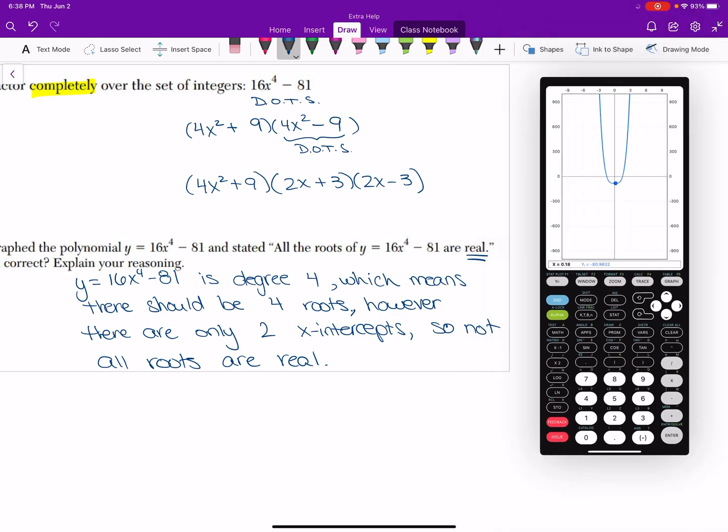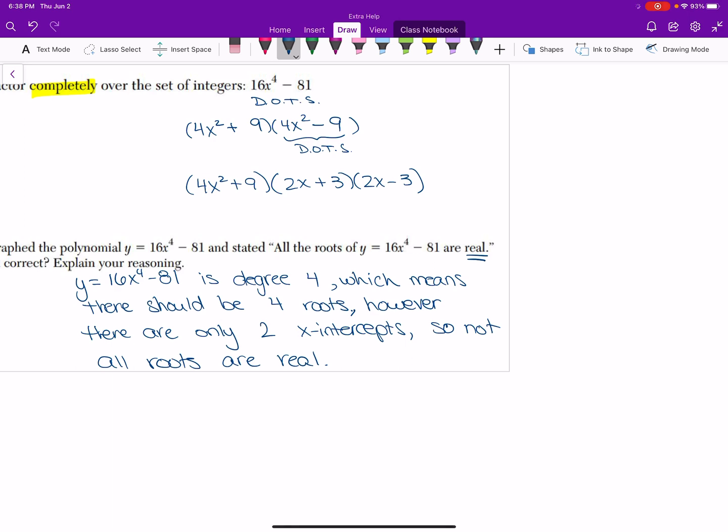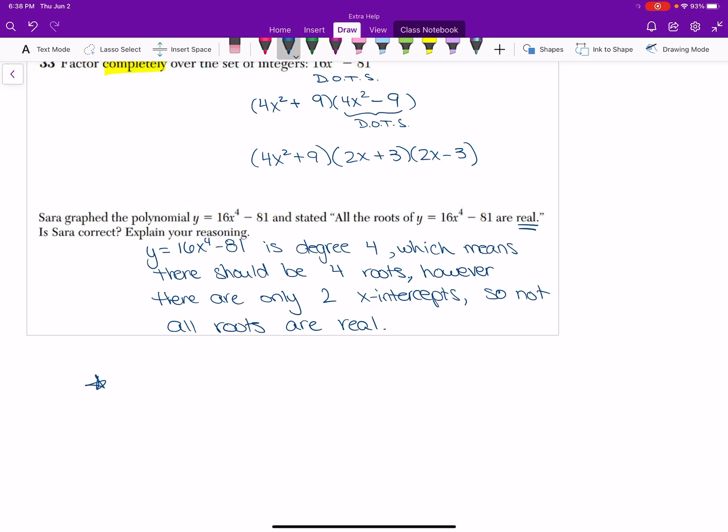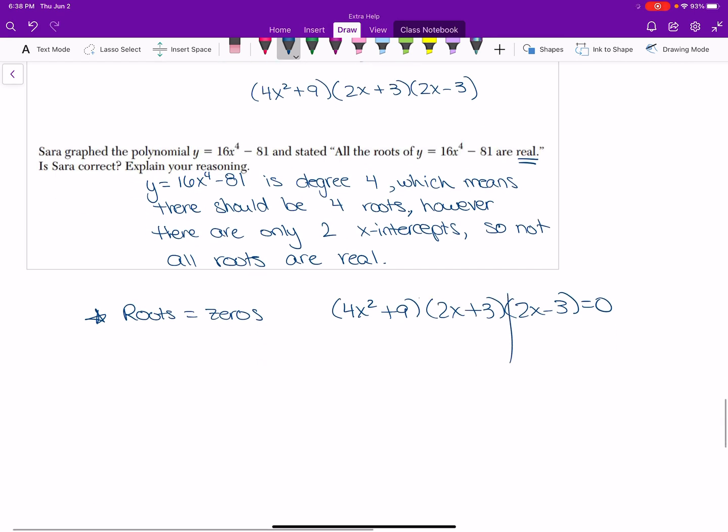Another option: your roots are also called zeros. If you take the factors that you came up with in the first part and set them equal to 0, those are your zeros, which then we can see if they become x-intercepts, if they are real or not.